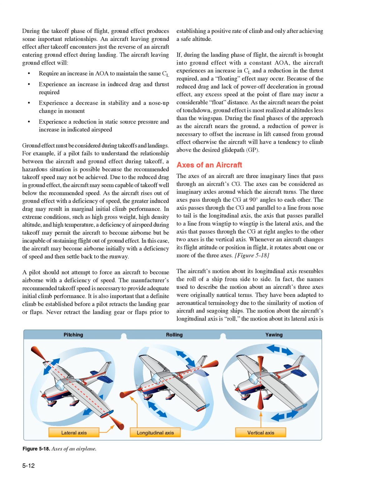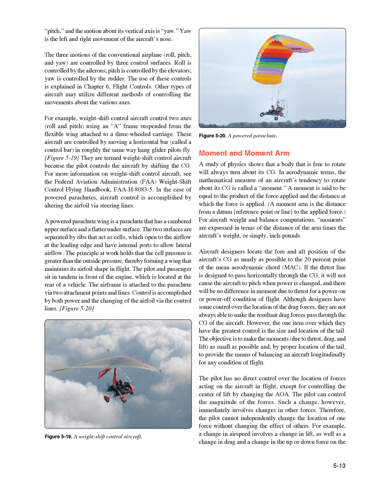axes. Figure 5.18. The aircraft's motion about its longitudinal axis resembles the roll of a ship from side to side. In fact, the names used to describe the motion about an aircraft's three axes were originally nautical terms. They have been adapted to aeronautical terminology due to the similarity of motion of aircraft and seagoing ships. The motion about the aircraft's longitudinal axis is roll, the motion about its lateral axis is pitch, and the motion about its vertical axis is yaw. Yaw is the left and right movement of the aircraft's nose.